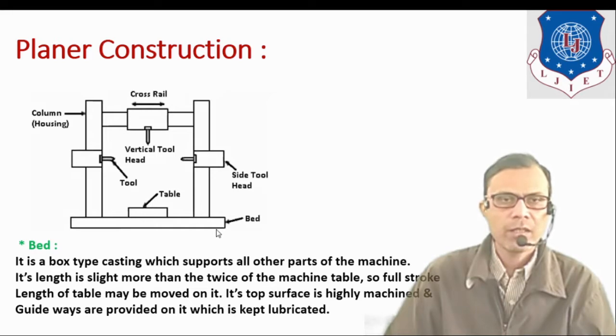It is a heavy cast iron casting. It is a box shaped casting, massive and rigid in construction. Generally, it is made from cast iron because cast iron has very good compressive strength. The top surface of this bed consists of highly machined guideways on which the table is mounted. On the bed, on both of the sides, two columns are mounted here.